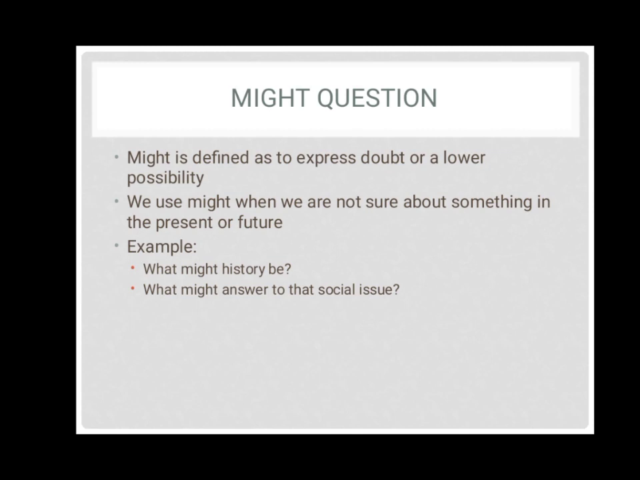Might questions. Might is defined as to express doubt or a lower possibility. We use might when we are not sure about something in the present or future. Example, what might history be? What might answer to that social issue?